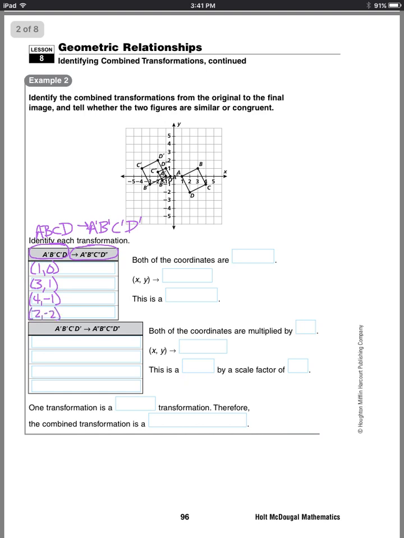Alright, so we took our original because this was wrong. It's supposed to be our original. And then we're going to our first image. So that is wrong. In our first image, A prime is at negative 1, 0. B prime is at negative 3, negative 1.